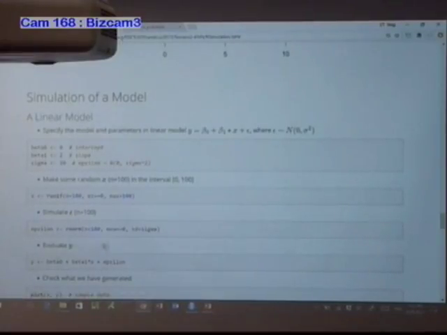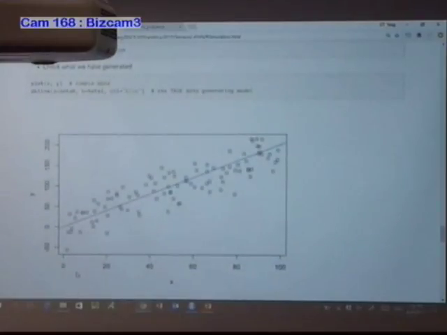Next, we need to glue them together into our model. That is y. Y is determined by all these guys. Beta 0, beta 1, x, epsilon. Epsilon is determined by the sigma. Right? So everything is connected. And here the x is the 100 x I have simulated. Epsilon is the 100 epsilon I have simulated. So I just put them together and do a plot. And that's it.